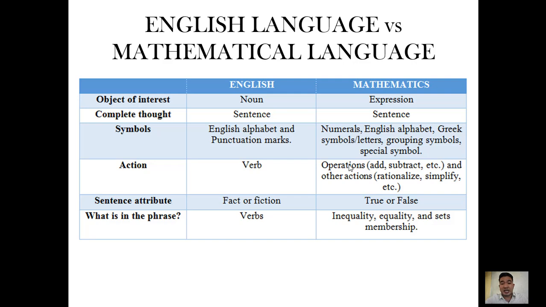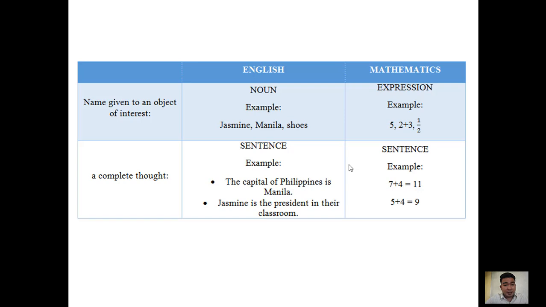We would also call a sentence the mathematical equivalent of an English sentence. A mathematical sentence must state a complete thought just as an English sentence does. So this time, let us have the summarized comparison of English and mathematics.